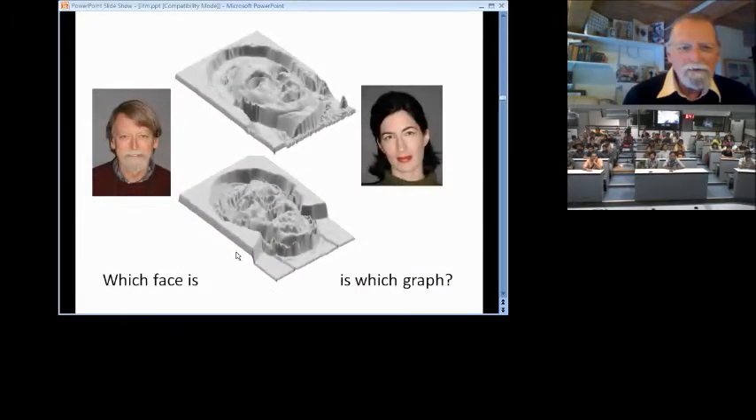Okay, well now here I am on the left, and a former graduate student of mine, Catherine Leonard, on the right, and we have both of these images here converted to black and white and shown with the dark areas suppressed down and the light areas up. So the question is, which is which?